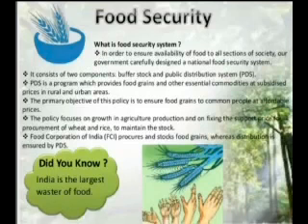The policy focuses on growth in agriculture production and on fixing the support price for procurement of wheat and rice to maintain the stock. Food Corporation of India (FCI) procures and stocks food grains, whereas distribution is ensured by PDS. Do you know India is the largest waster of food?